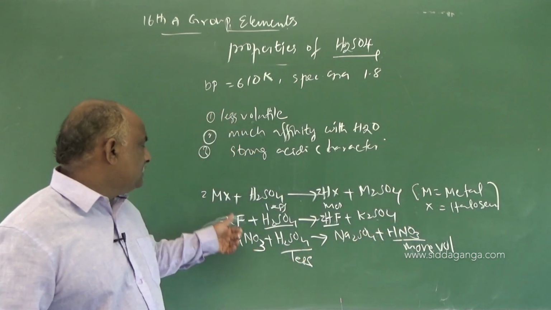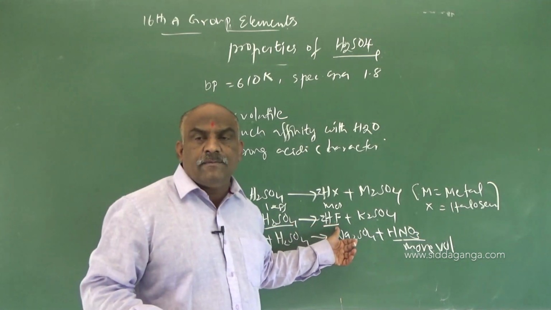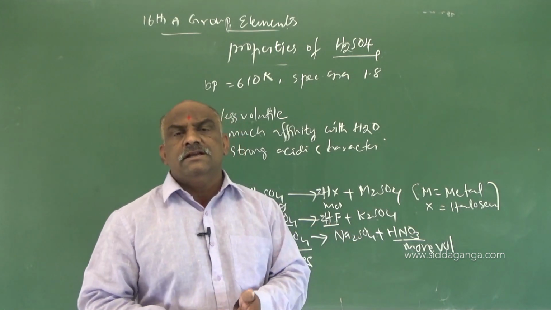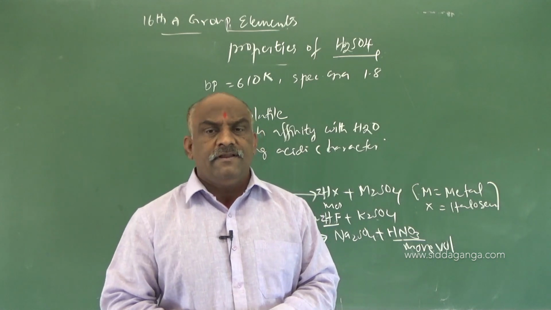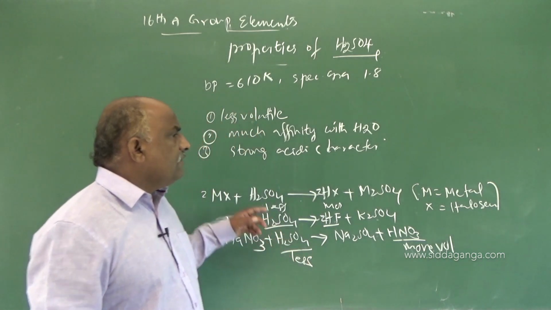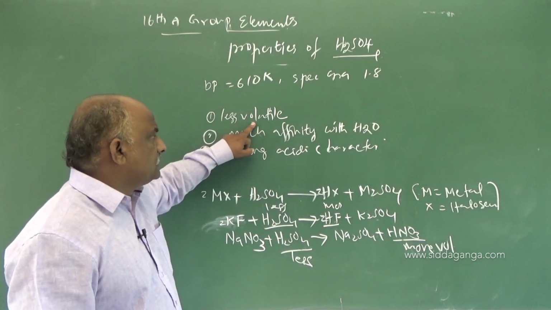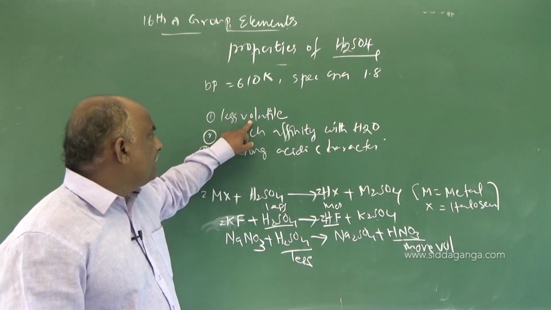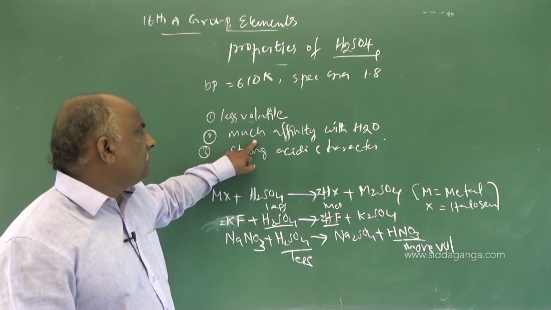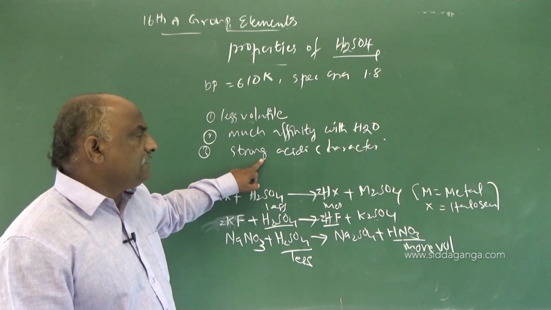Suppose you take KCl, potassium chloride. What will we get in this example? HCl. HCl is hydrochloric acid. So the behavior of sulfuric acid is based on these points. Point number 1, less volatile. Point number 2, much affinity with water. Point number 3, strong acidic character.